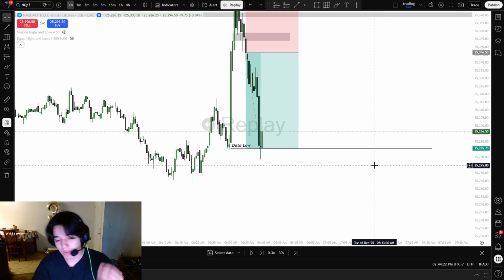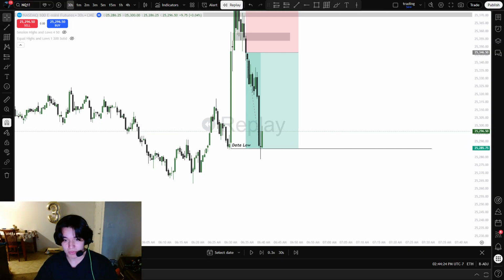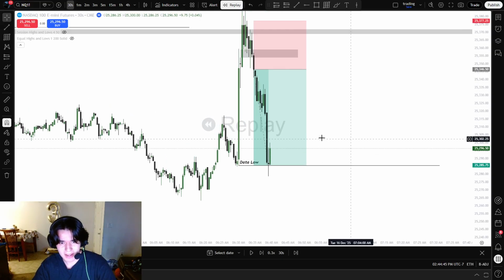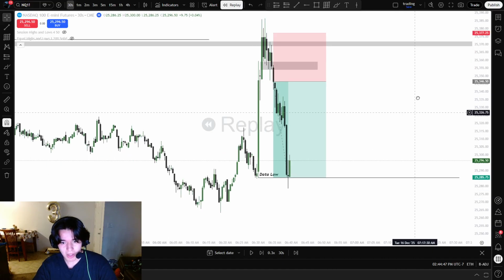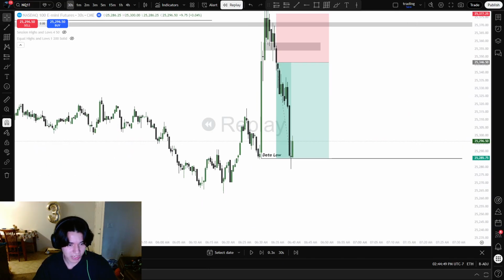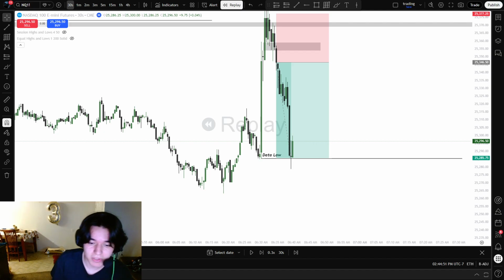Data lows, equal lows, you want to target those, because those are beautiful draws, and we want to see price draw towards that. So always target data highs or data lows, whatever news event comes out and leaves a long wick. Sometimes it doesn't have to leave a long wick, but the longer the wick, the higher the chance of it drawing to there faster, in my opinion.